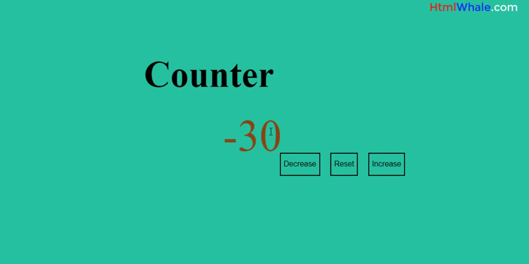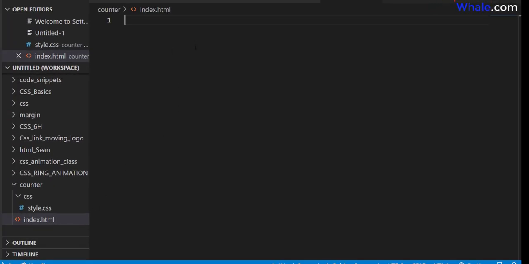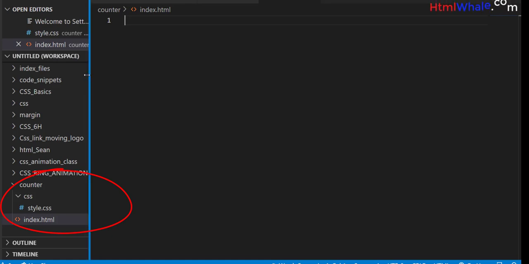So having mentioned that, let us start off by going to the Visual Studio Code. This is the index file. Now I've also got a style sheet here, so we will create those files, and I have placed all of them in this particular folder called counter.